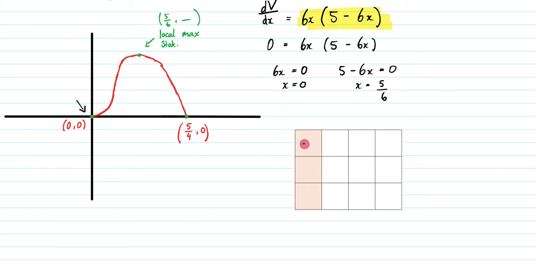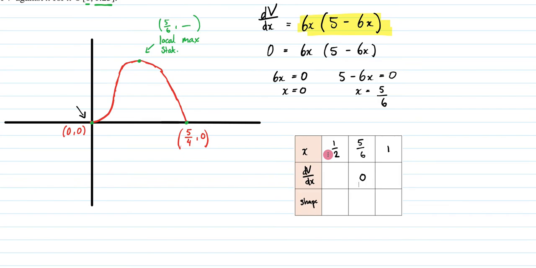So I'm going to say this is my x. This is going to be dV/dx. And then down here, what I'm going to get is my shape. All right, so I'm going to put 5 over 6 here. I'm going to put, I don't know, let's say a half here, and let's put a 1 here. I know that when it's 5 over 6, it's going to be 0. Now I need to figure out what 1/2 is going to be.